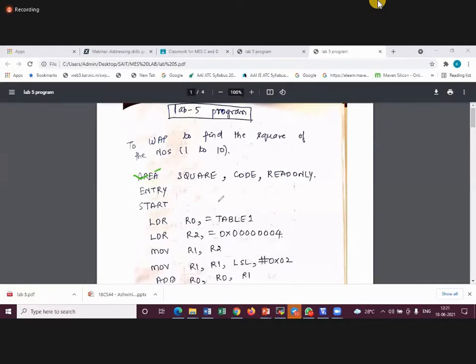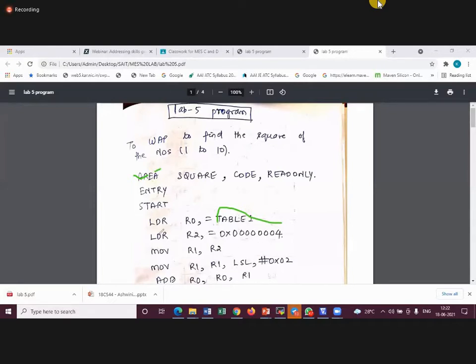Now I am loading the table 1. So my table 1 is a label in which all my numbers I have stored in my memory. So table 1 is a label which is addressing one particular address of the memory, and that particular part of the memory has all the squares of the numbers from 1 to 10 in hexa format. So the first address of that table 1 is being loaded to R0. So R0 will have the address of my label table 1.